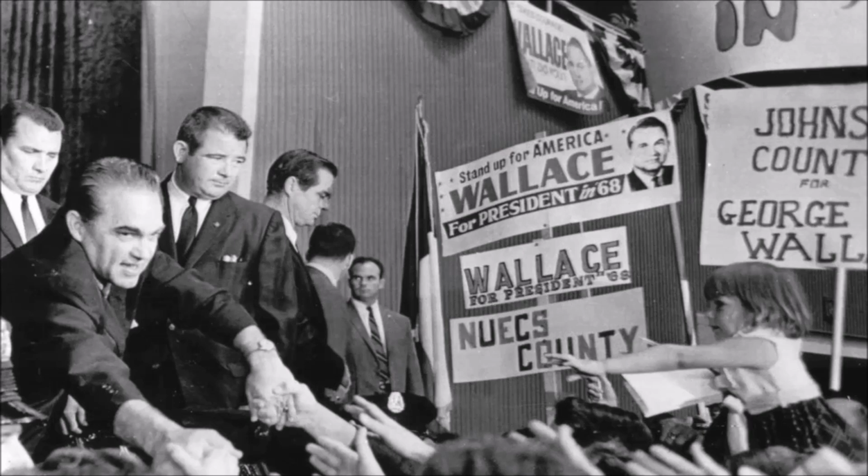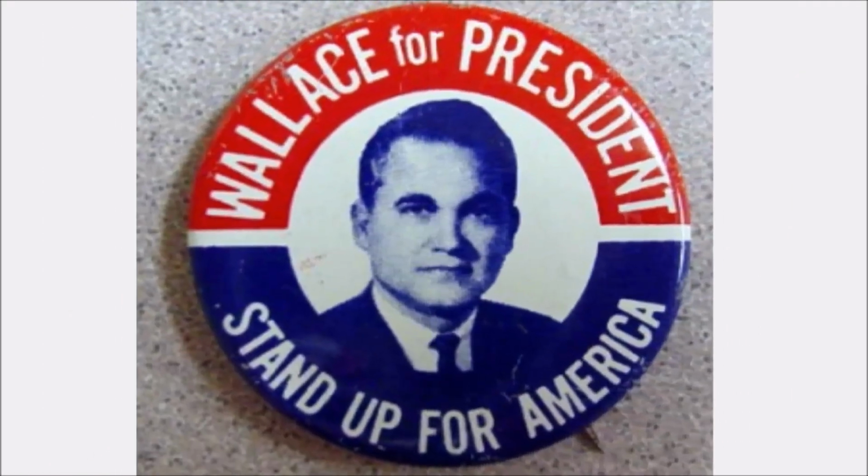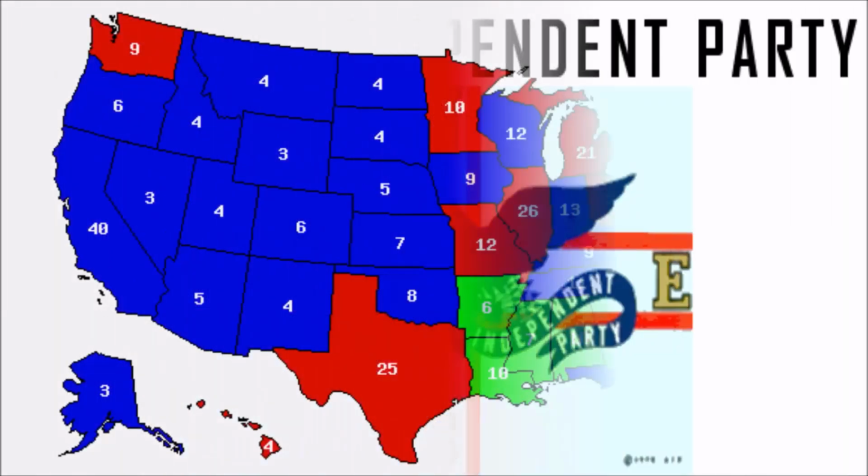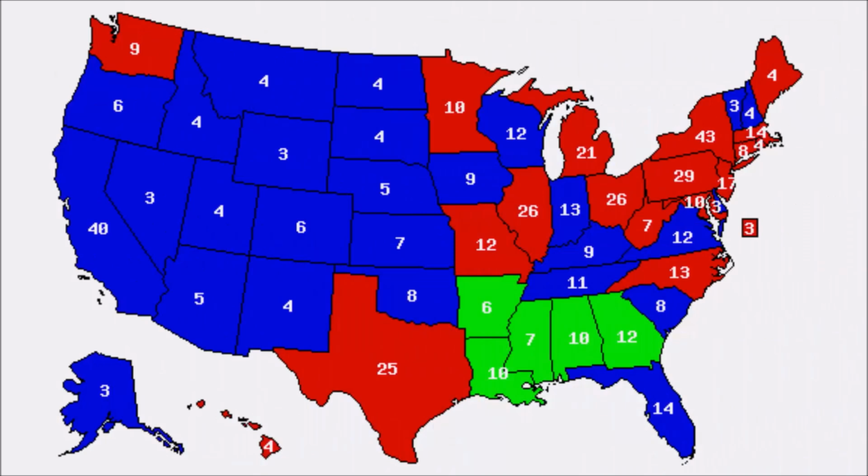George Wallace, a popular former governor of Alabama, ran for president in 1968. He also ran as a segregationist. He created the American Independent Party, which is still active today. Wallace even managed to win 5 states in the 1968 election, all in the South.